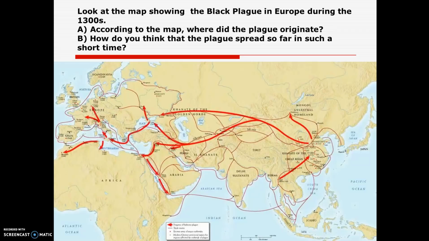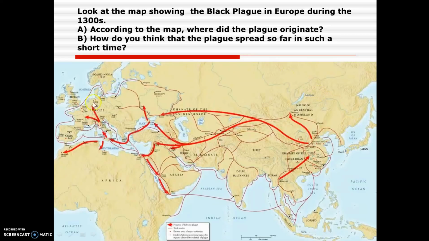Now, looking at your notes, here are the first two things I want you to answer. Looking at the map below, which shows the Black Plague in Europe during the 1300s, A, according to this map, where did the plague originate? Now, if you're not sure how to read the map, no worries, I'll walk you through it.